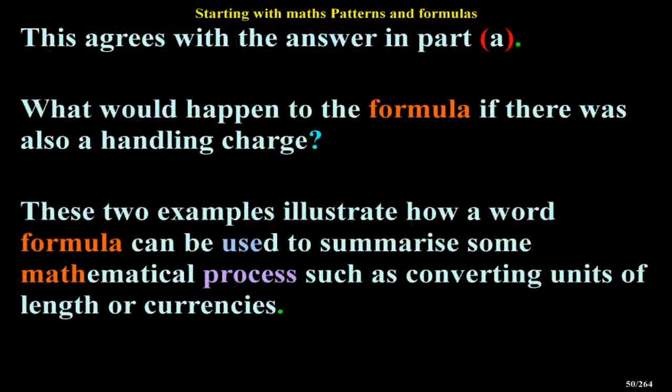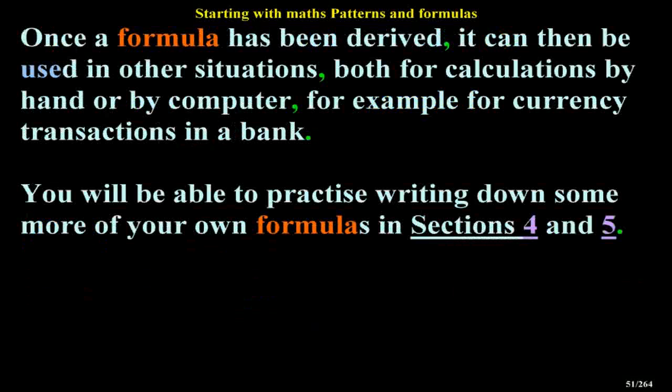These two examples illustrate how a word formula can be used to summarize some mathematical process, such as converting units of length or currencies. Once a formula has been derived, it can then be used in other situations, both for calculations by hand or by computer, for example for currency transactions in a bank. You will be able to practice writing down some more of your own formulas in sections 4 and 5.